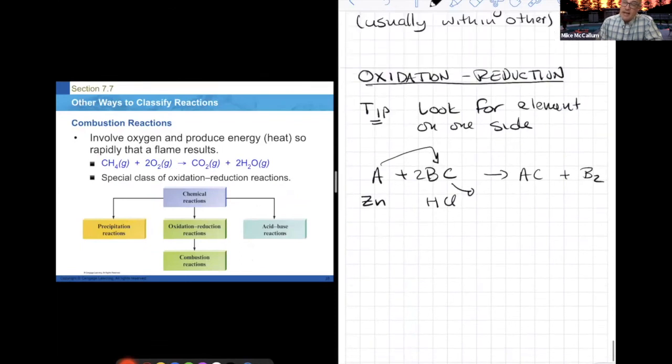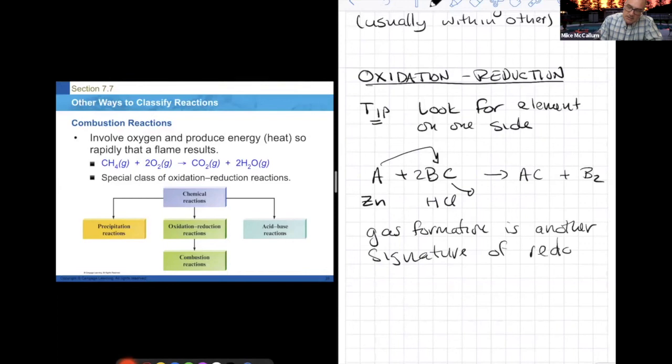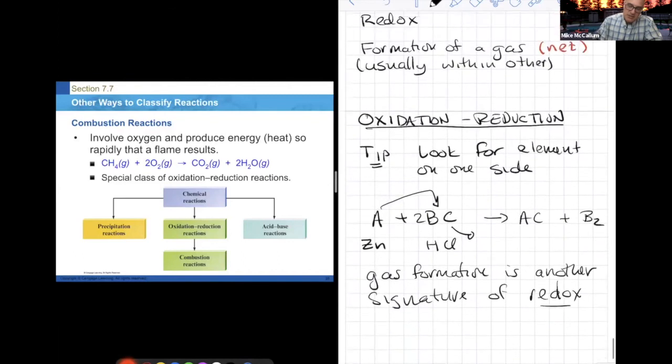So gas formation is another signature of redox. Okay. Combustion. What is combustion?